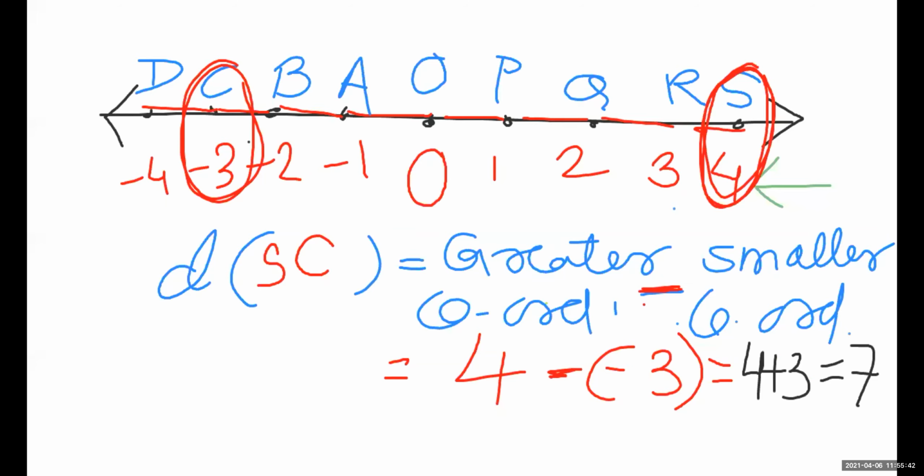Okay. You can cross check it again. How do you cross check it? Okay, we are doing here. S to R, it is 1 unit. R to Q, it is 2 units. Then it is 3, 4, 5, 6, and 7. Cross verify it. Okay. So this is the method to find out the distance between the 2 points.